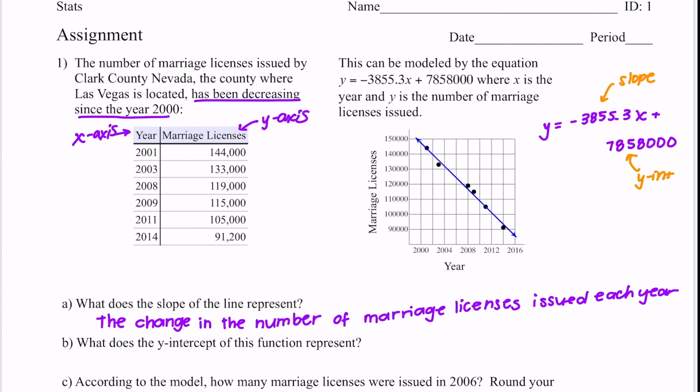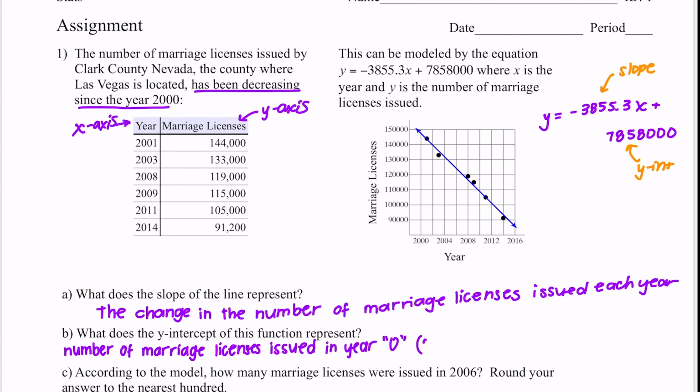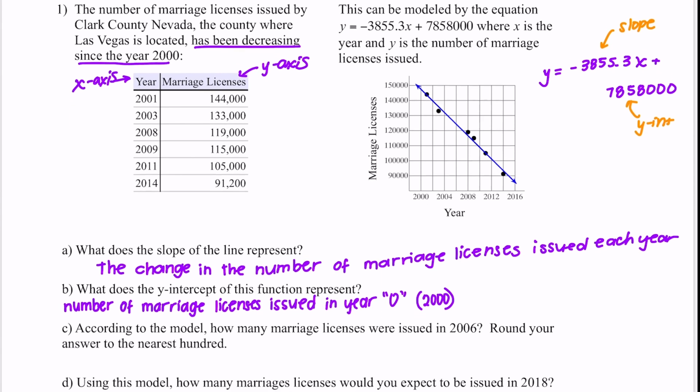So our next question is, what does the y-intercept of this function represent? So the y-intercept is the beginning of our data. And so our data starts in 2000, and the y-intercept is given to us in the equation. And so in the year 2000, the number of marriage licenses issued is going to be 7,858,000. You can also look at it as year 0, but I'm going to look at it as year 2000. Okay, and so that number again is the y-intercept value that we can find from our equation.